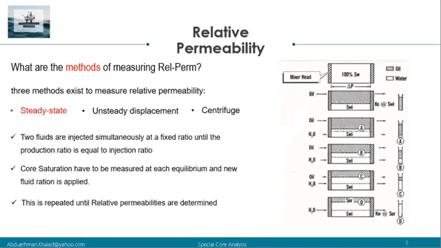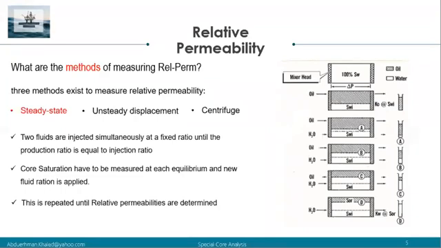Once we reach equilibrium, what we call the steady state condition within the system, meaning the pressure drop across the core and the saturations are not changing with time, the effective and relative permeabilities for the individual phases can be computed using Darcy's law, because we have the pressure drop, the flow rates, the length, the cross-sectional area of the core, and the viscosity of the fluid. So we can calculate relative and effective permeabilities directly.